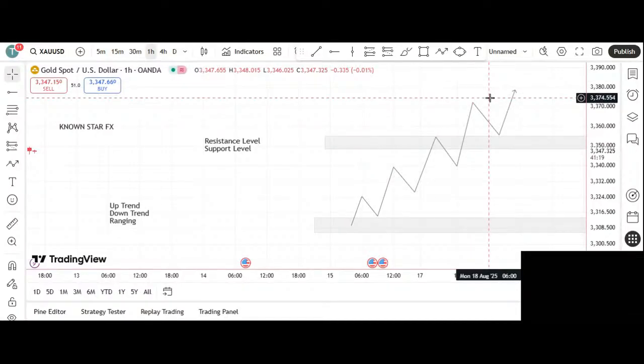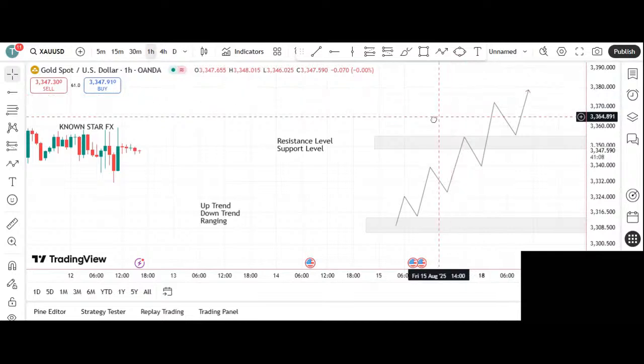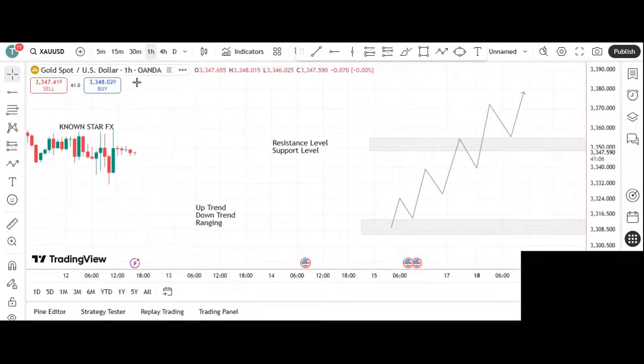All right. So let's continue, guys. So basically, understanding support and resistance level gives you a better understanding of how to navigate the market, and it will help you in your decision making.